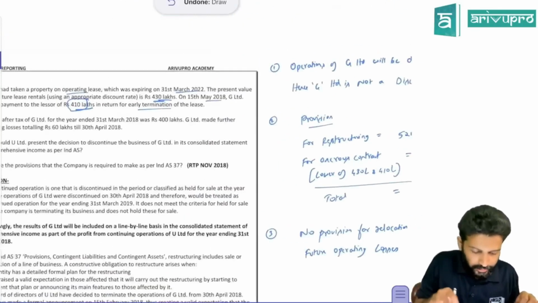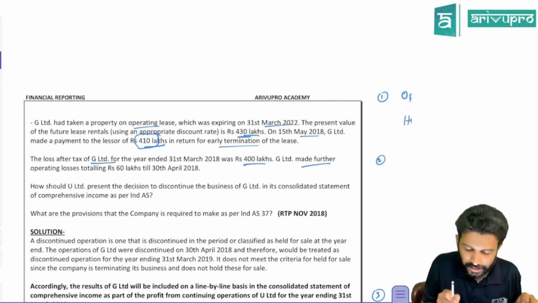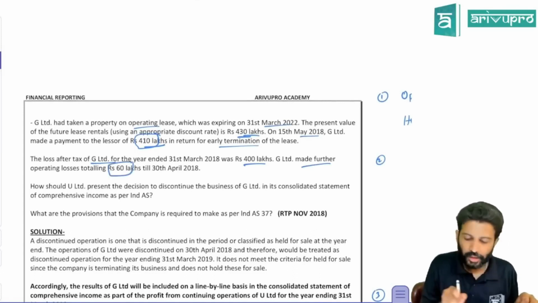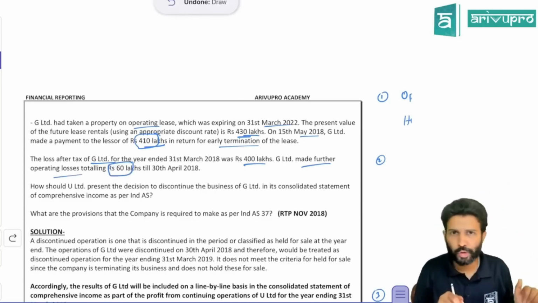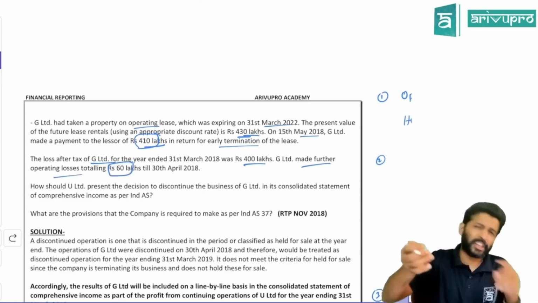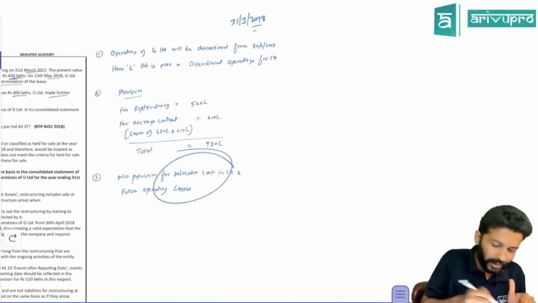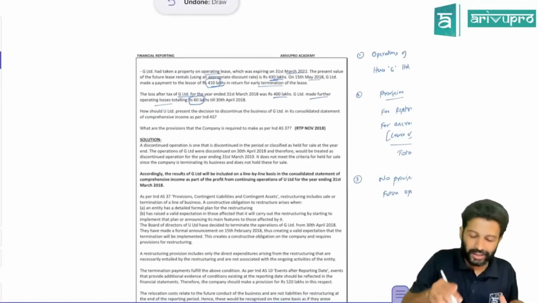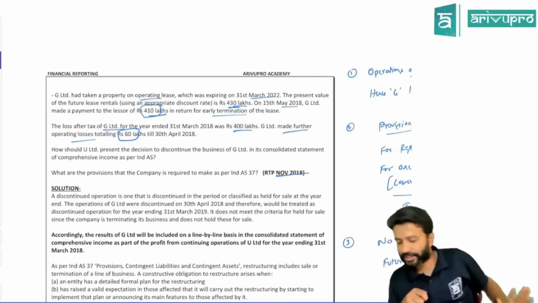And then you will write, and is there anything else? The loss after tax for G Limited is 400 lakh. G Limited is expecting that in future, operating loss they'll make 60 lakh. Will you make any provision for future operating loss? No. Then you will write, as per IND AS 37, we don't make provision for relocation cost as well as for future operating loss. Write that. That's all. Take a call based on marks. If it comes for around 6 to 8 marks, you need to write a little extra provision.